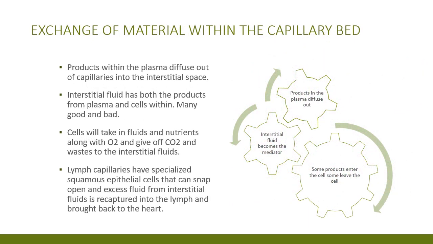So now we're going to have an exchange going on here. The products that are in the plasma diffuse out from the capillaries. Now the plasma is the liquid portion of blood, right? And so it's going to diffuse out of the capillaries into the spaces, the interstitial space. That's the space in between all those cells and vessels. And then the interstitial fluid is going to have both the products from the plasma, but also good and bad products that came out of the cell.